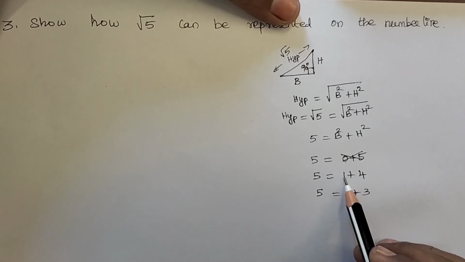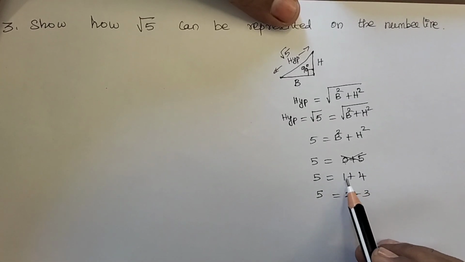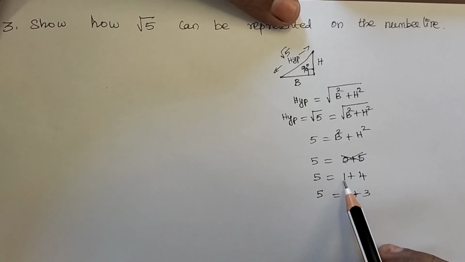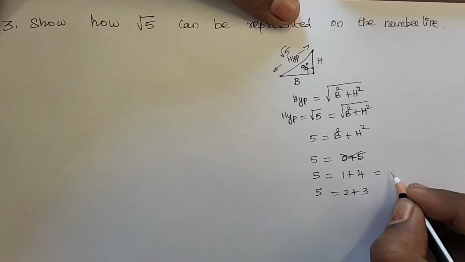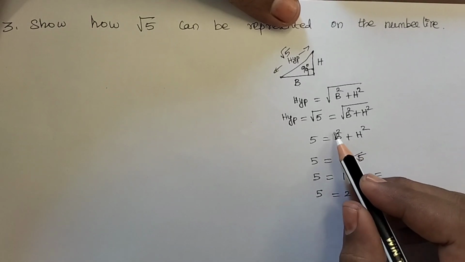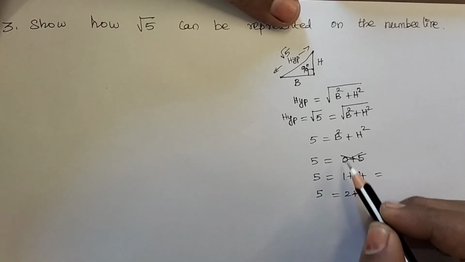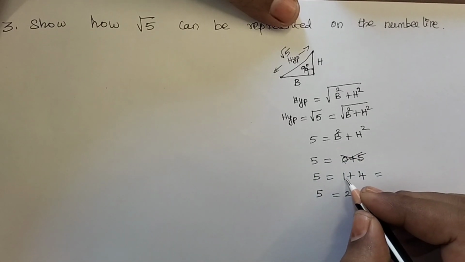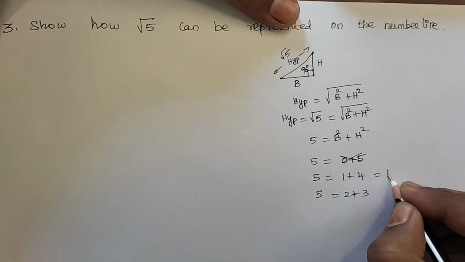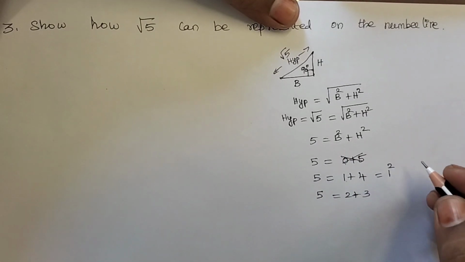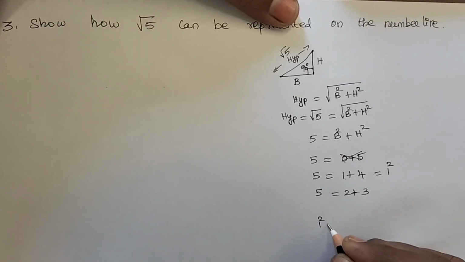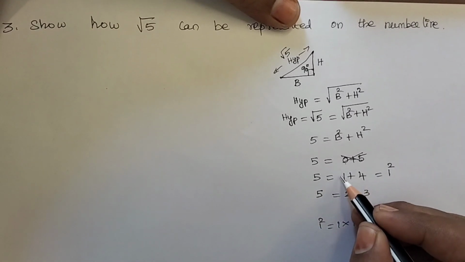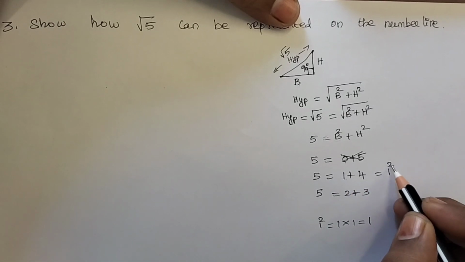If it is 1 plus 4, then I can easily write these numbers as squares. Since here I have b square, 1 also I have to write as a square number. How can I write 1 as a square number? I can easily write it as 1 square. Why? Because 1 square is equal to 1 into 1, which is equal to 1. So both are equal, and I can write this as 1 square.